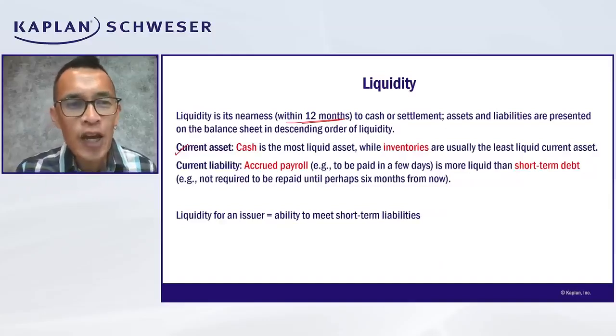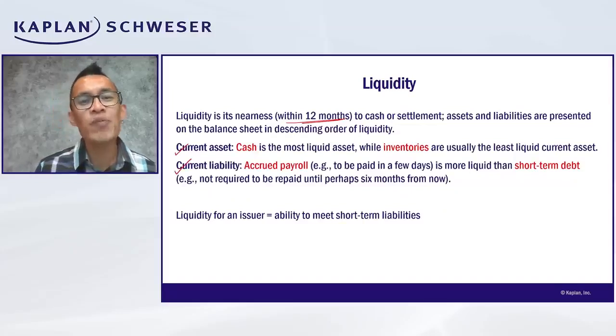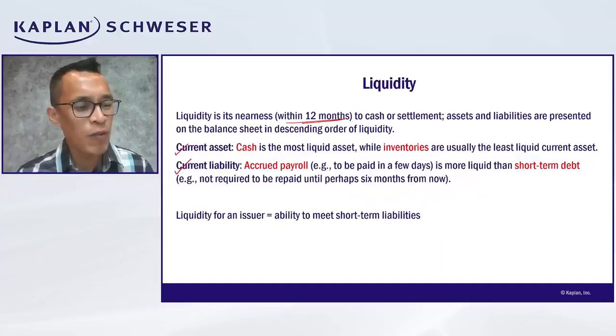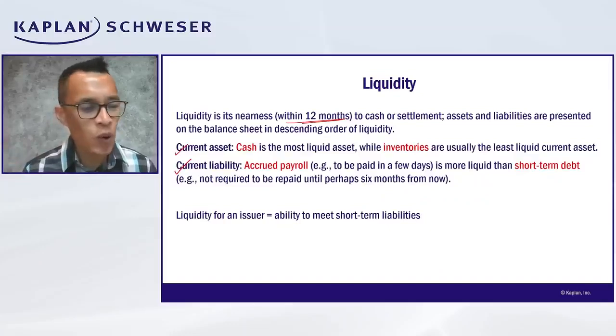Now, for current liabilities, the ordering is based on what is needing to be paid off the soonest. Okay, so things like payroll, right? I mean, if it's like a 2-week cycle, it might need to be paid in the next few days. Short-term debt is due within the year. It could be any amount of time, not necessarily just a few days from now. Okay? All right, so that's just a couple points on that.